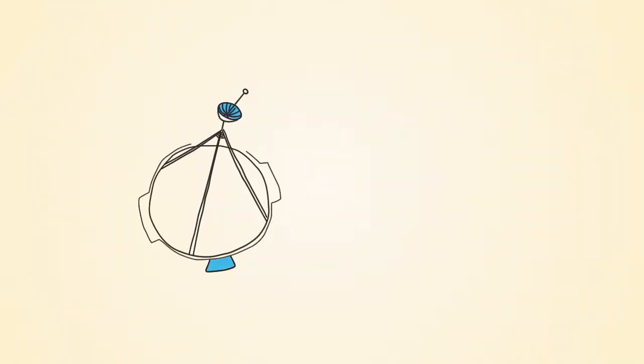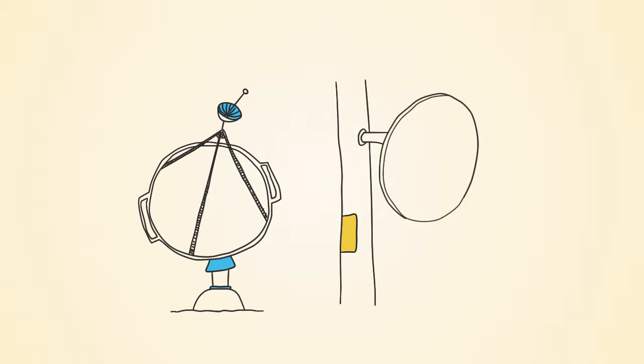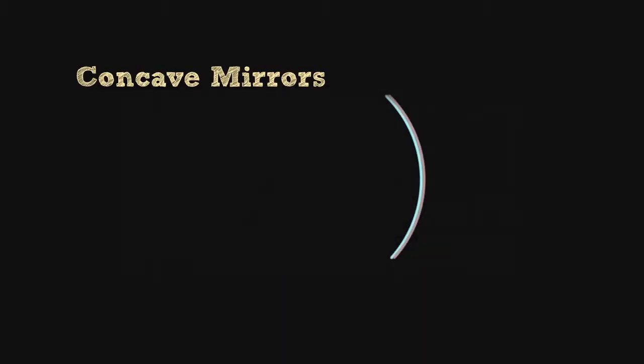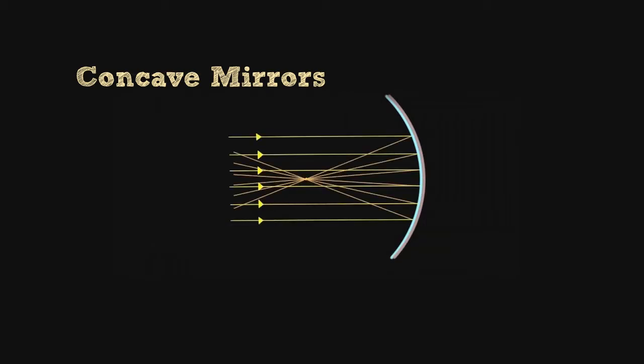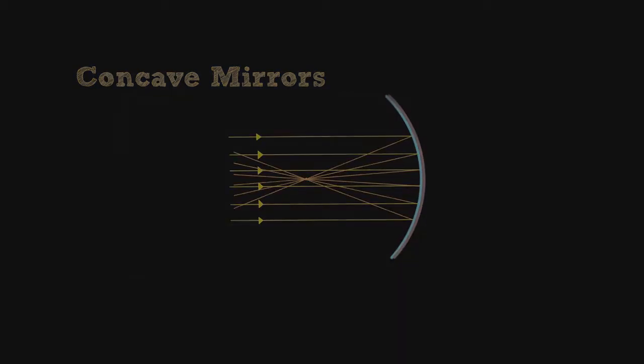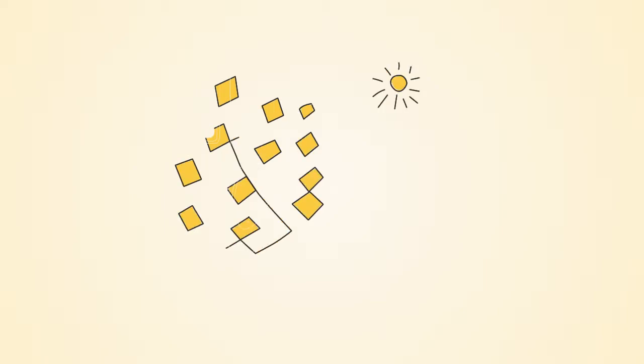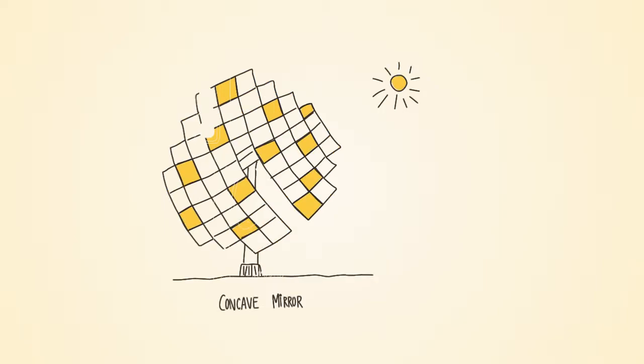Concave and convex mirrors are similar to lenses in that they distort the path of light. Concave mirrors are similar to convex lenses in that they can magnify an image, focus light, and flip images. Here we can see concave mirrors being used to focus light for concentrated solar power production.